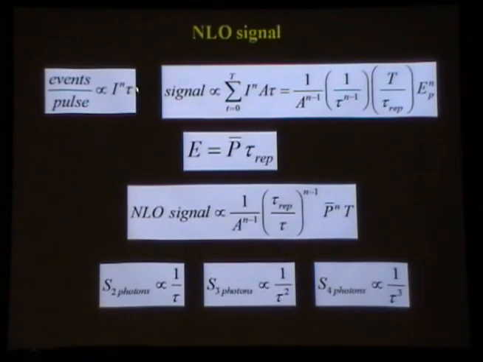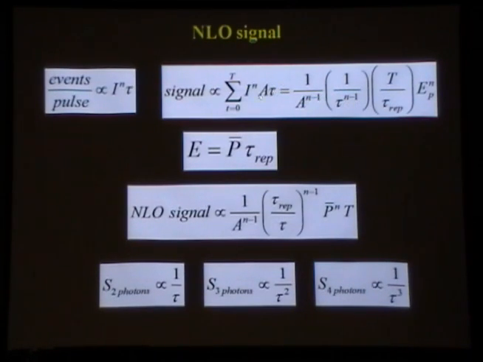And of course, the number of events per pulse for all the nonlinear optics depends on this multiplied by the duration of your pulse, and you have to add all of them. And if you have to add all of them, you're going to have the A here, you're going to have one A over here, so it's N minus one here.